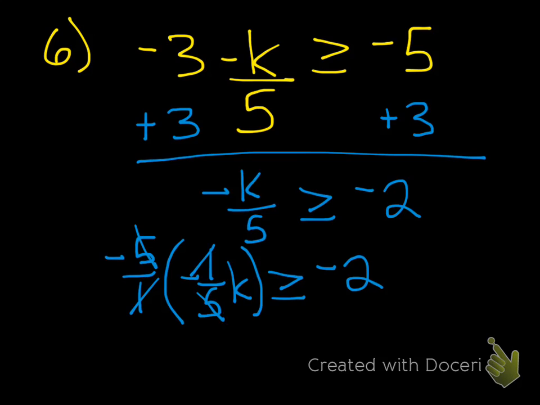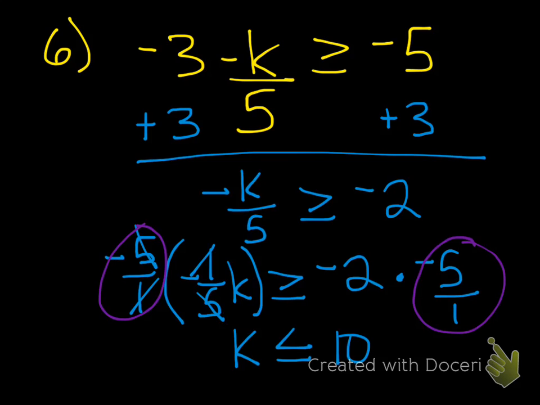If I multiply the left side by negative 5 over 1, I have to multiply my right side by negative 5, and I can put it over 1. All right, so I get k. Did I multiply by a negative number? I did, so you have to flip the sign. Then negative 2 times negative 5 is a positive 10. A lot of you got this right, but had greater than or equal to. Remember, when you're multiplying by a negative number here, you have to flip the sign.